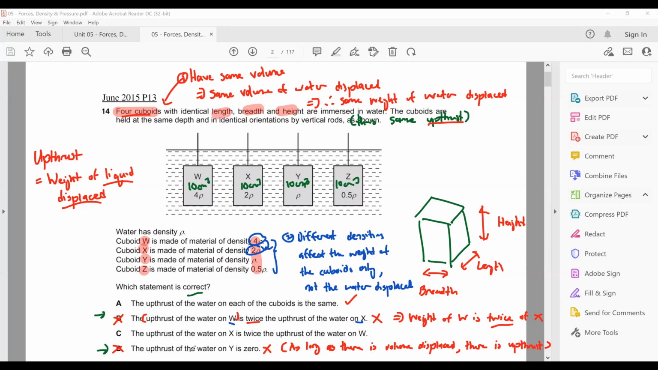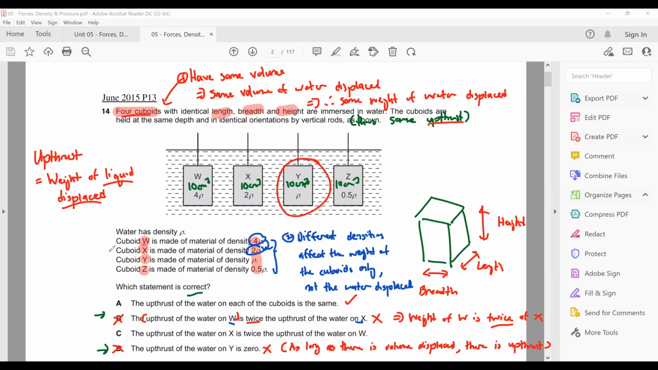And in D, they tell you that the upthrust of the water on Y is 0. That is not true, because you can clearly see here Y is immersed inside the water. There is volume of liquid displaced, and that volume of liquid has weight. So it will have upthrust. It cannot be 0. Okay, so answer C therefore must also be wrong. So let's just see why.